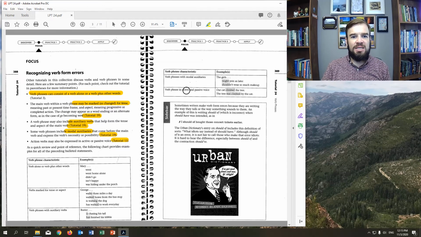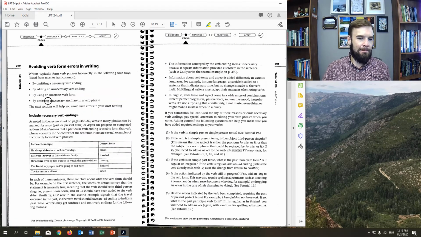And finally, verb phrases in the active and the passive voice. Our cat climbed the tree. The tree was climbed by the cat. Here, climbed alone is the verb phrase, and in the second, passive voice sentence we get was climbed as the verb phrase. You can look at the sidebar box like usual if you like, but we'll continue on to page 389. Now, I'm sorry, page 390, excuse me, we're here on 390.